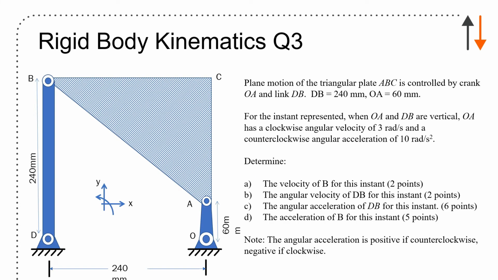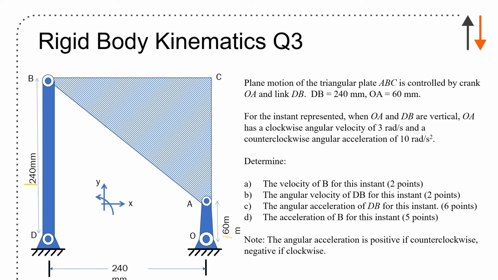So here we have the kinematics problem. Typically we will ask you a kinematics problem because it's the halfway point of the course. Plane motion of a triangular plate is controlled by a crank, OA and DB. DB is 240 millimeters, OA is 60 millimeters. For the instant represented, OA and DB are vertical. This is really important. Keep an eye on that.